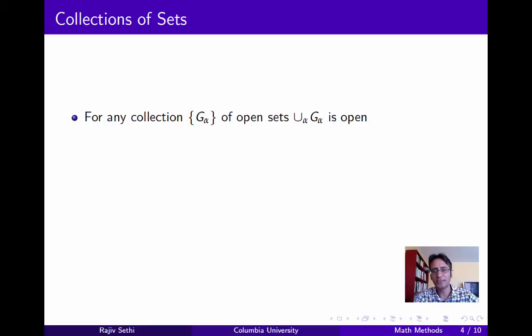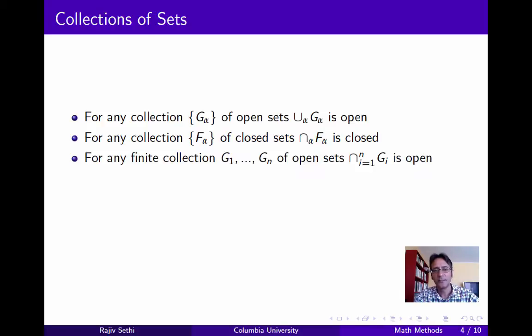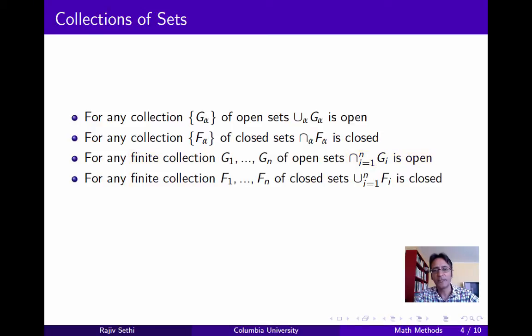Every point in an open set has to be an interior point, and so therefore it must be an interior point also of the union. Now you can take this statement and use De Morgan's laws to show that for any collection of closed sets, the intersection of these sets is closed. Furthermore, you should verify that for any finite collection of open sets, their intersection is open, and for any finite collection of closed sets, their union is closed.